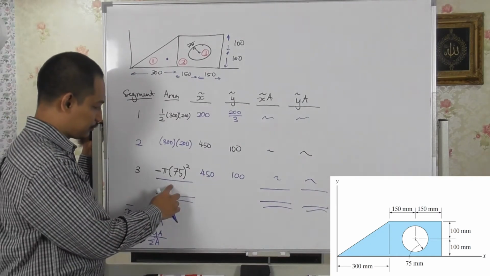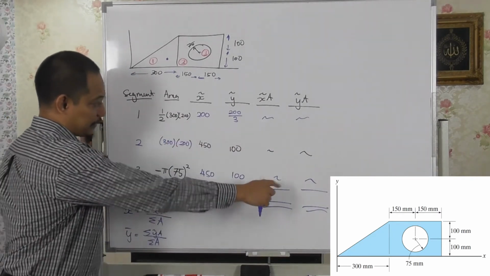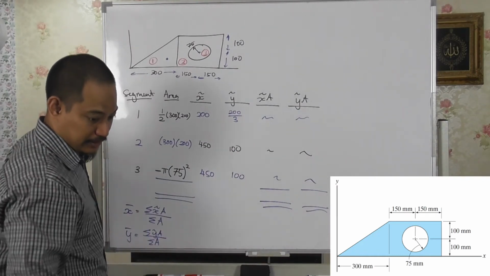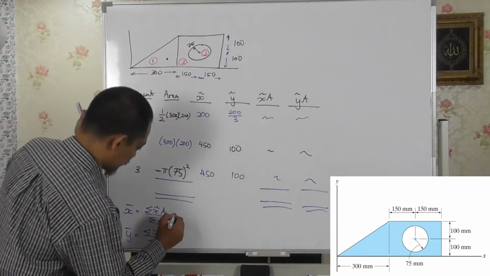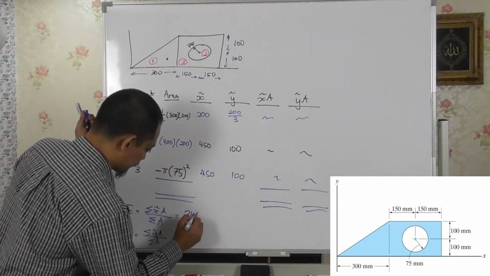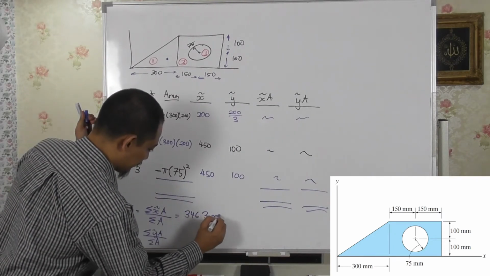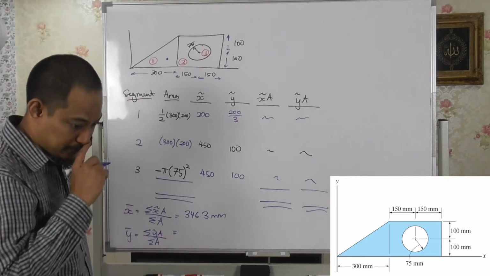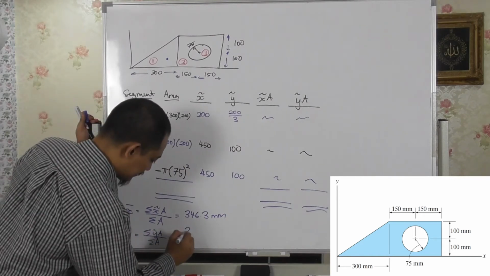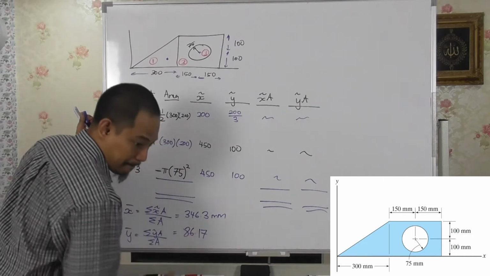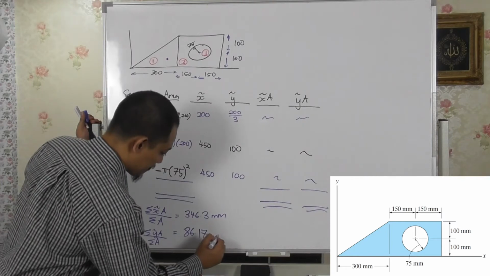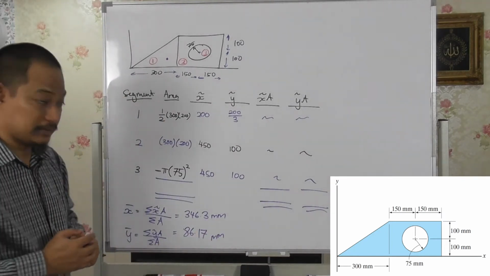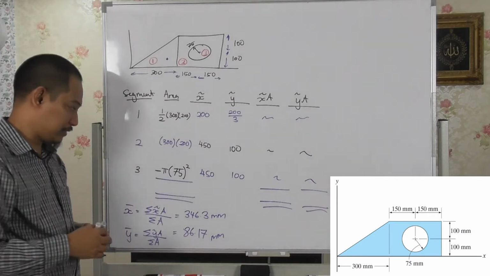So do verify, you plug in, meaning you calculate everything you got, and then you should get, this one is 346.3 millimeter, and this one is 86.17 millimeter. Do verify the number in case any mistake took place.